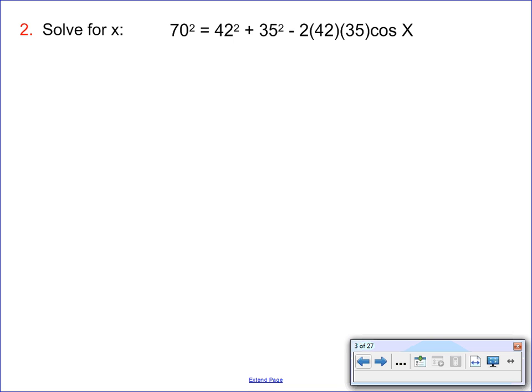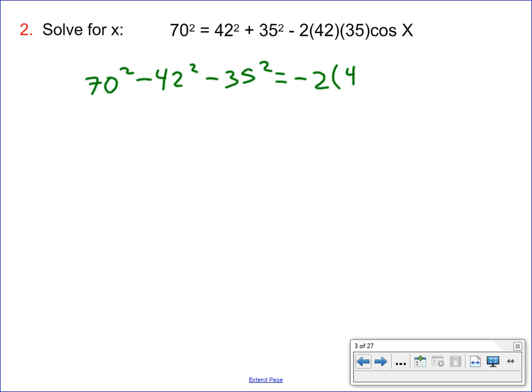So the point of that question was, in order to solve for this unknown angle measure x, I've got to use addition or subtraction to isolate that term that includes my cosine of x. Then I'll utilize division to undo that multiplication of -2 times 42 times 35. And lastly, just like we undid cubing, we'll undo the cosine. So the point of this question was order of operations. So I did in one step in class, I subtracted over the 42 squared minus the 35 squared, and you don't have to do it that way.